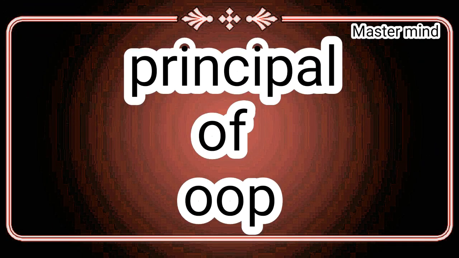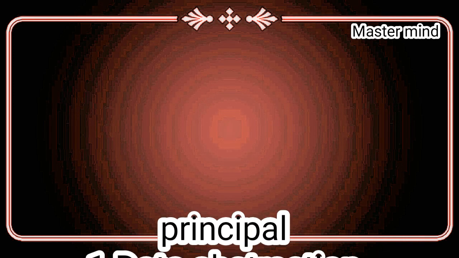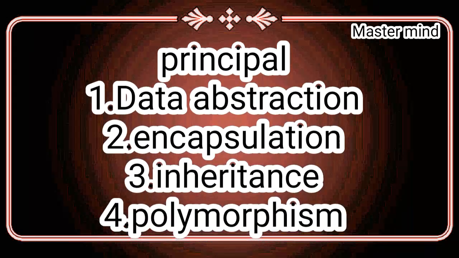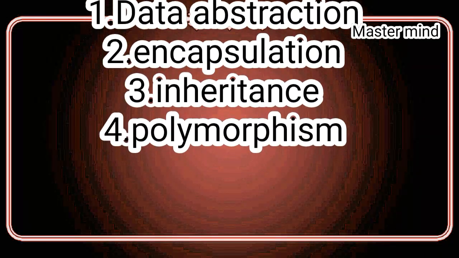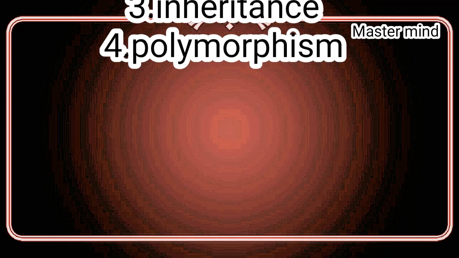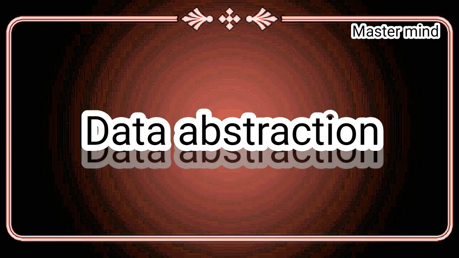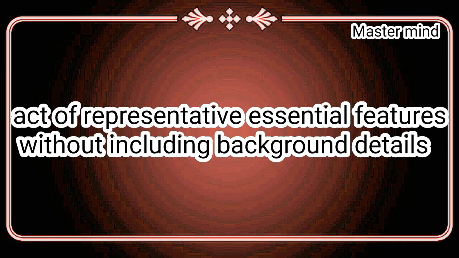Okay, there are four main principles related to object oriented programming, which in short form is called OOP. The four main principles are data abstraction, encapsulation, inheritance, and polymorphism. There are four main principles in Java also. First is data abstraction. What is data abstraction? It means the act of representing essential features without including the background details.